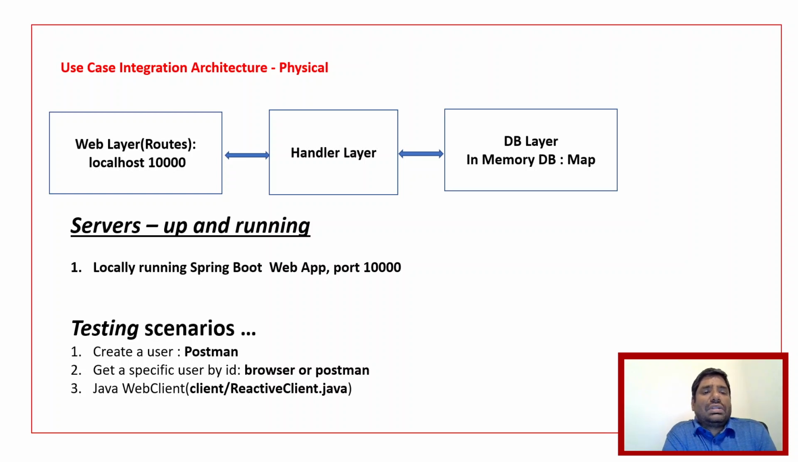So let us now come to the simple integration architecture with respect to the source code which I have placed in the GitHub. I am building a simple web layer which is routes, that is web reactive, and a handler to handle the request, and a database layer which is an in-memory database layer, that is a map data structure. So locally it is running. To test this application you need to use create user in Postman and get a specific user by browser or Postman. You can use a Java web client. Yes, I have one web client as well.